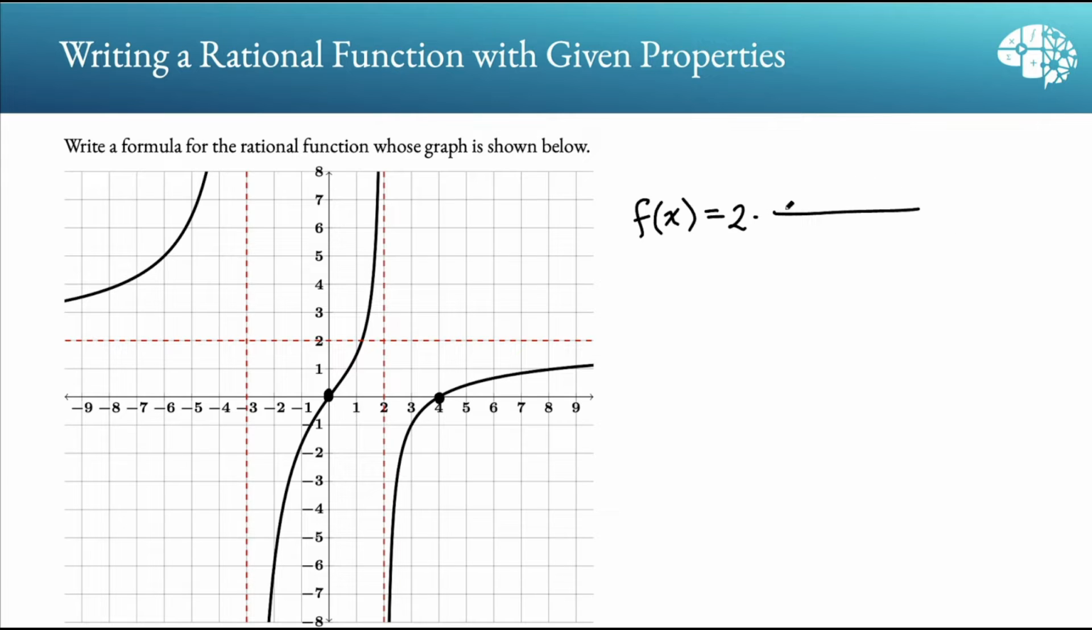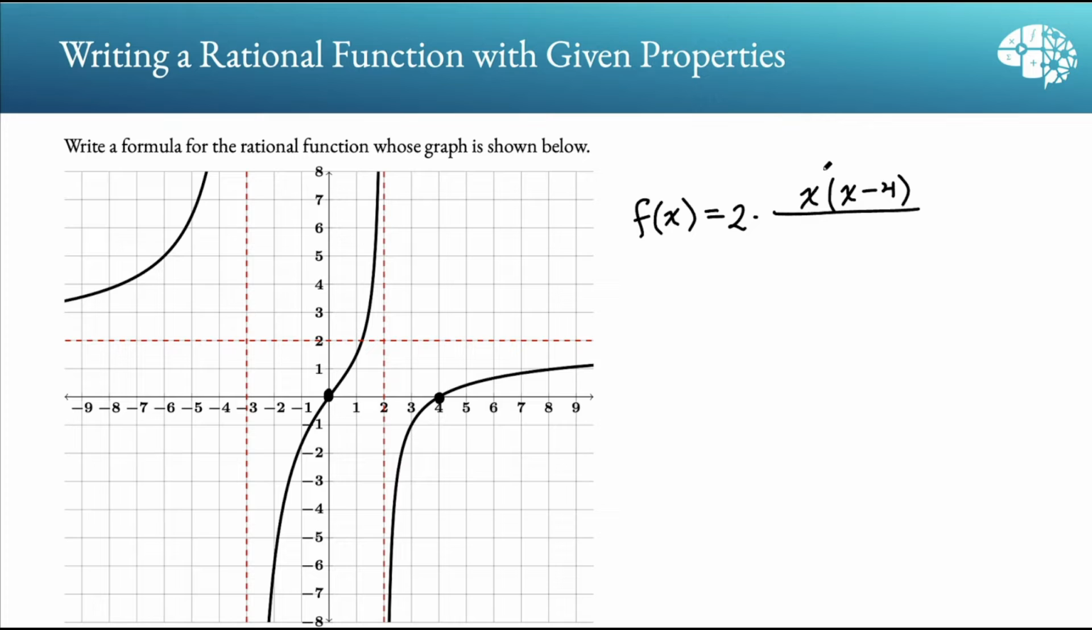And then for this fraction, the factors of the numerator come from the x-intercepts, and the factors of the denominator come from the vertical asymptotes. So the x-intercept of 0 means that I'll have just a factor of x in the numerator. And the x-intercept of 4 means that I'll have an x minus 4 as a factor as well.